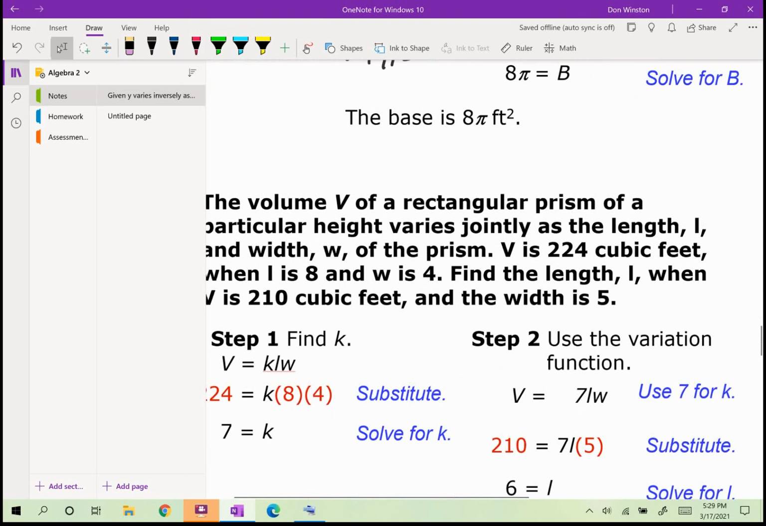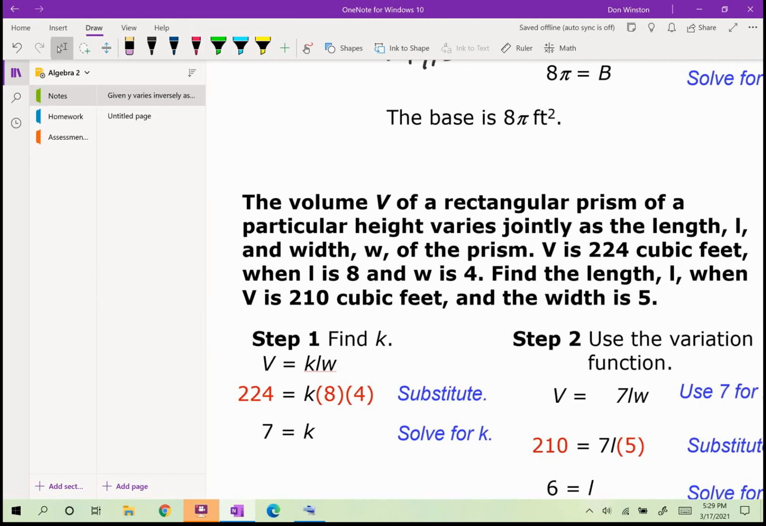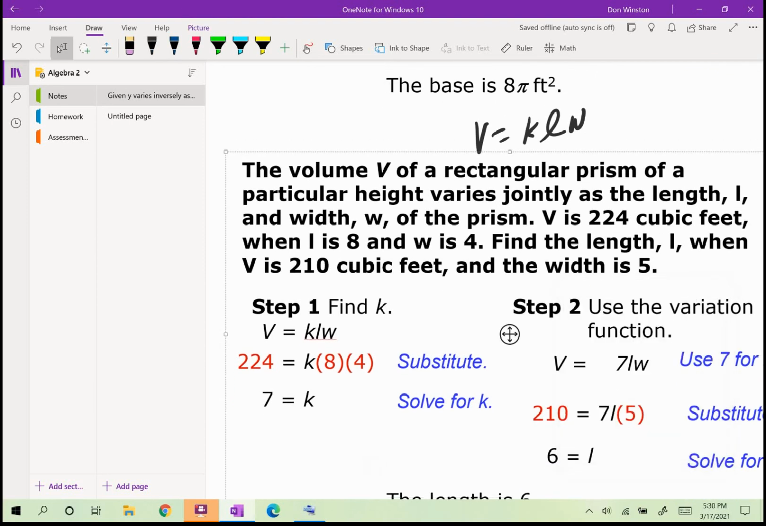Let's look at another one. The volume V of a rectangular prism varies jointly as the length L, so V equals K times L, and the width W varies jointly. So V is equal to K times L times W. The volume is 224 cubic feet when L is 8 and W is 4.